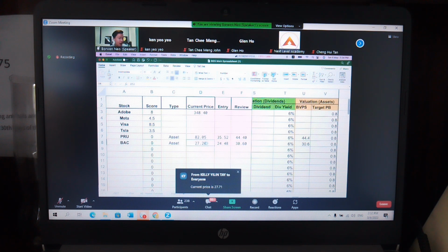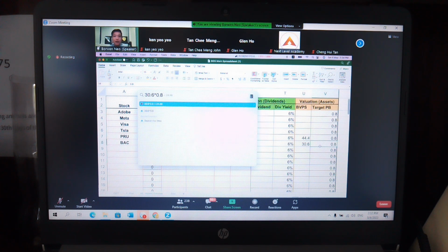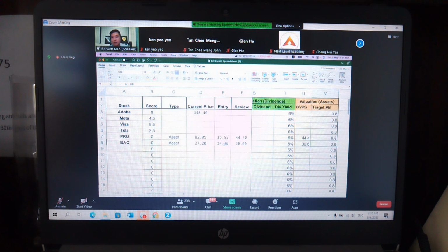24.48. How do we actually get this? Very simple. This is done by the formula. We take the book value per share times 0.8. So if you take out your calculator, you put 30.6 multiplied by 0.8, you get the correct answer, 24.48. But the formula will calculate this for you. Very, very straightforward. So let me go back to my Bank of America.